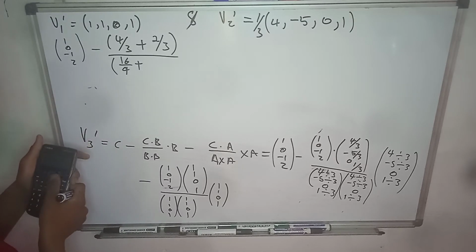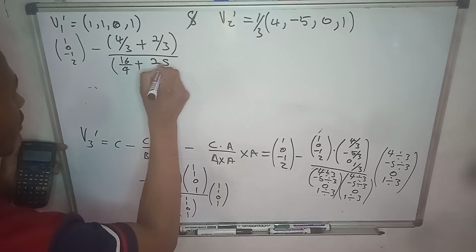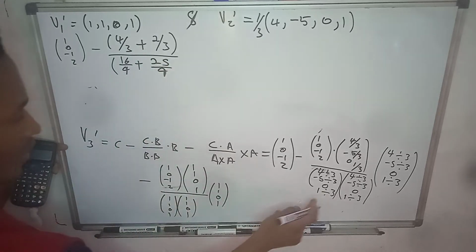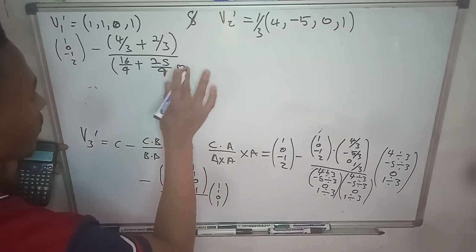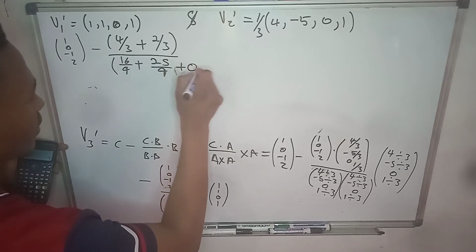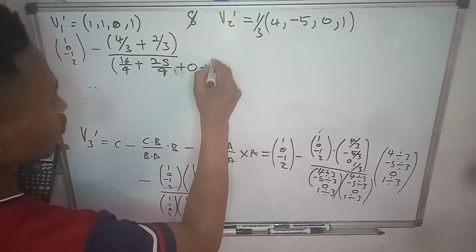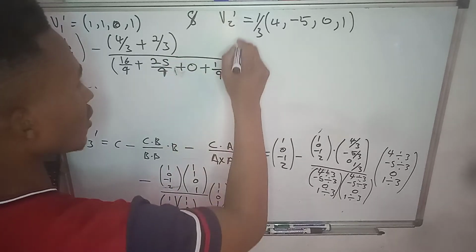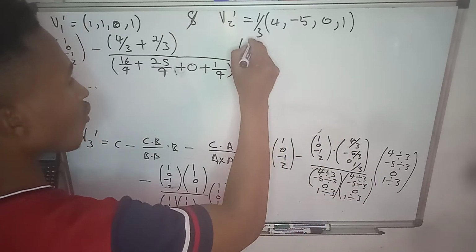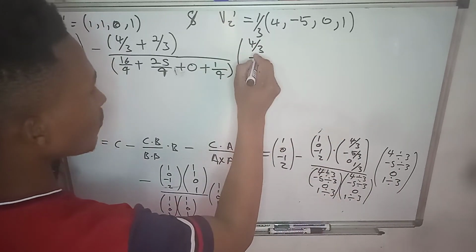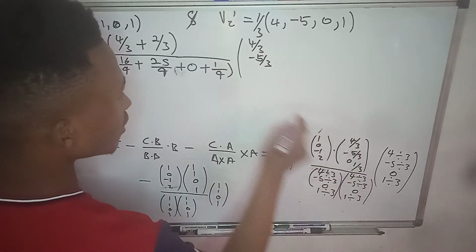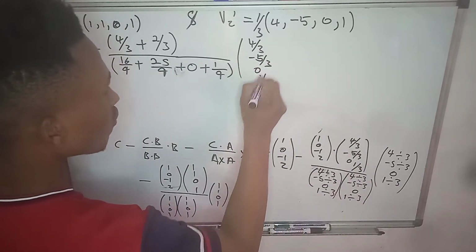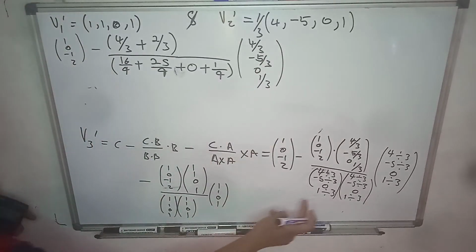Minus 5 over 3 multiplied by minus 5 over 3 is 25 over 9. And then this one will just give us plus 0. Plus 1 times 1 is 1, and 3 times 3 is 9, so it's 1 over 9. And this part will be 4 over 3, and this one will be minus 5 over 3, and then this one will just be 0, and then this one will be 1 over 3. So we are done with this part.